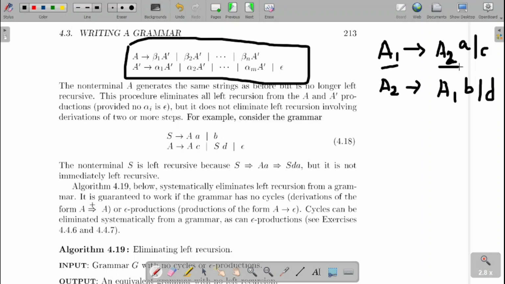Now in this case, if I observe, A1 is deriving A2 and A2 is deriving A1 again. There is a cyclic path. So these cases come under indirect left recursion. I need to eliminate these also. I need to handle indirect left recursion also. That is, if I have an indirect left recursion, then I can't apply top-down parsing.